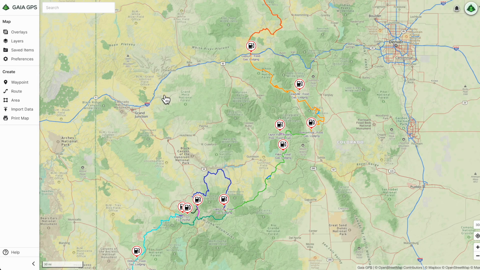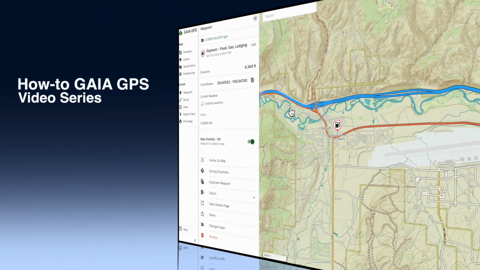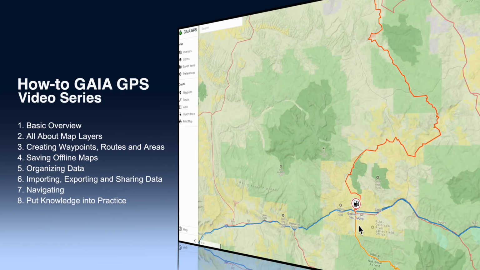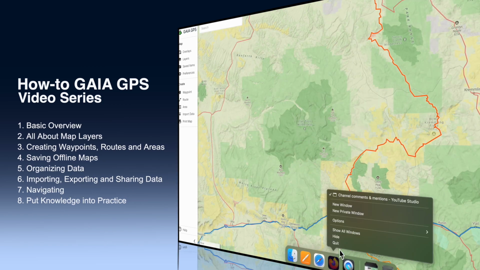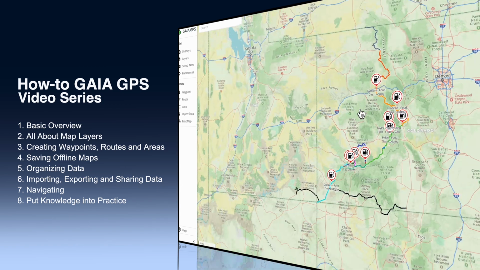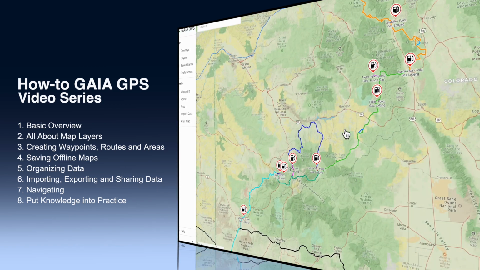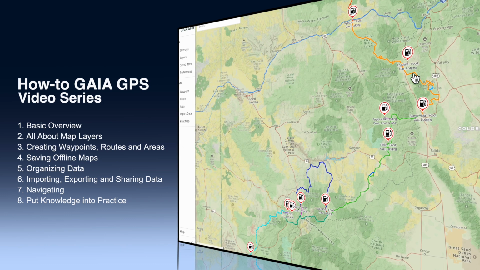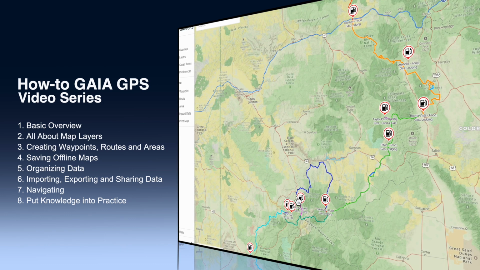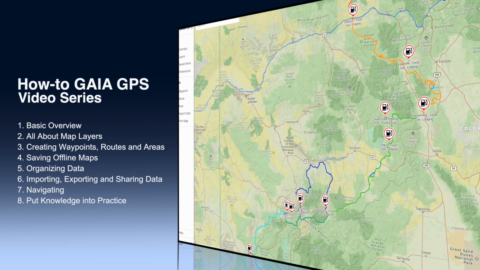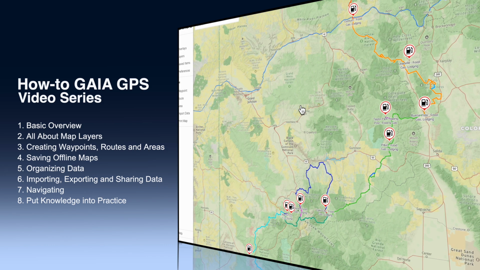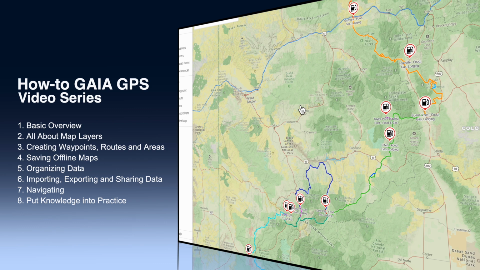In future videos, I have things broken down into different sections that are going to talk about all the features of GAIA GPS and how to use them. The next video is going to be all about map layers, and then we're going to look at creating waypoints, routes, and areas. We're also going to talk about saving offline maps, organizing your data, importing, exporting, and sharing your data, navigating when you're actually out there having an adventure, and finally putting everything you learn into practice.